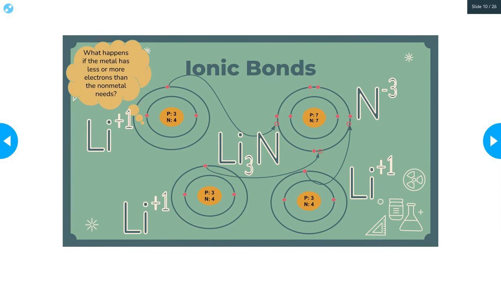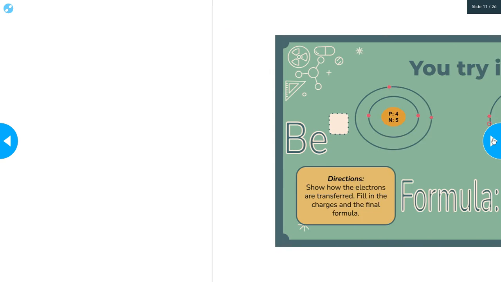There's another example with Li3N. Lithium losing 1 electron, becoming +1. Nitrogen gaining the 3 electrons, becoming -3.